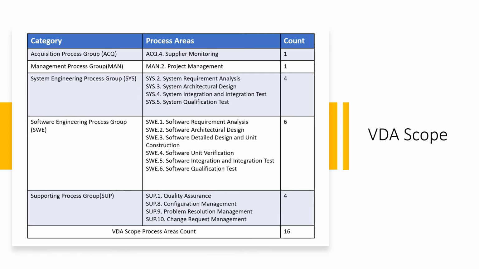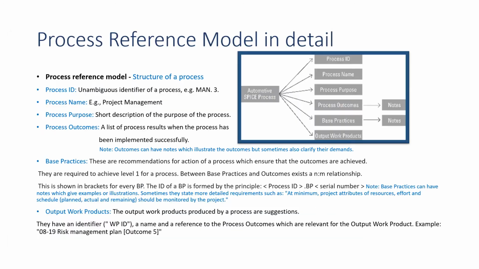Altogether 6. In the support process group we have SUP1 quality assurance, SUP8 configuration management, SUP9 problem resolution management, and SUP10 change request management. Altogether 4. So the grand total of process areas in the VDA scope is 16. So we have come up with the VDA scope and the process reference model.